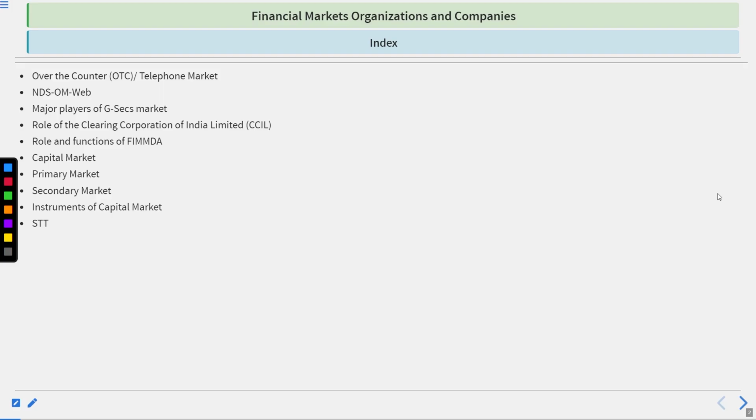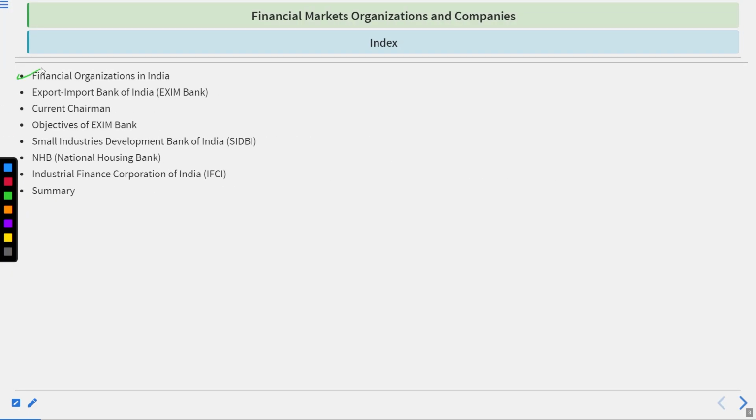In this lecture, we will talk about the further aspects that we require to cover in financial market organizations and companies. We will talk about the over-the-counter OTC telephone market. We will talk about the NDS-OM web. We will talk about the major players of GSEC markets. We will talk about the role of the Clearing Corporation of India Limited, in short known as the CCIL. Then we will talk about the roles and functions of FIMDA. We will talk about the capital market, primary market, secondary market, instruments of the capital market, and STT. Then we will talk about the financial organizations in India.